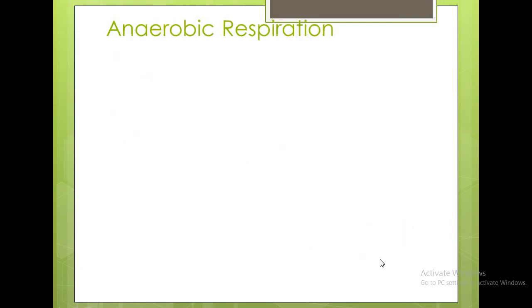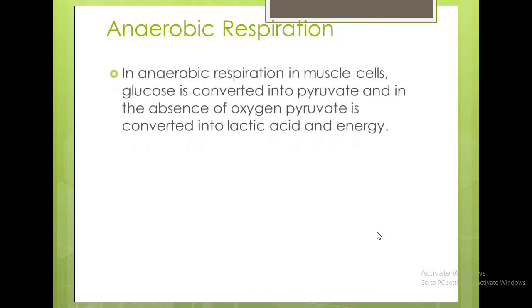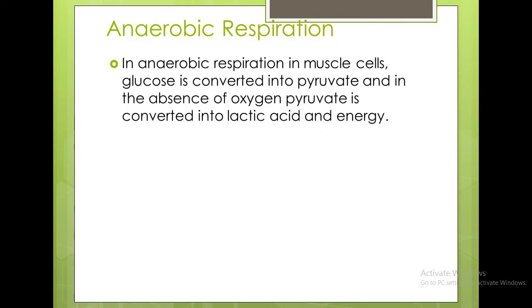Okay, the next thing is anaerobic respiration. As I told you, you can see two different types of respiration in anaerobic. One takes place in the muscle cell. So what we'll see first is what happens in the muscle cells. In anaerobic respiration, in muscle cells, glucose is converted into pyruvate. That means, as I told you, glucose C6 is converted into 3, right? 3-carbon pyruvate, and in the absence of oxygen, that pyruvate is converted into lactic acid and energy.